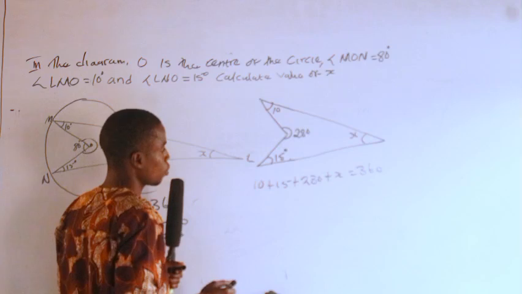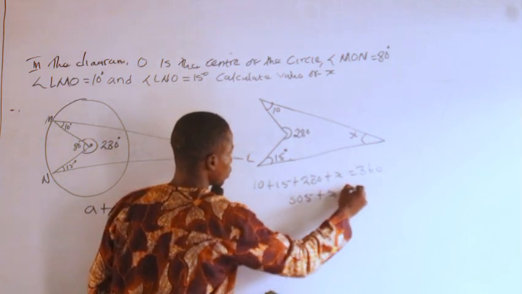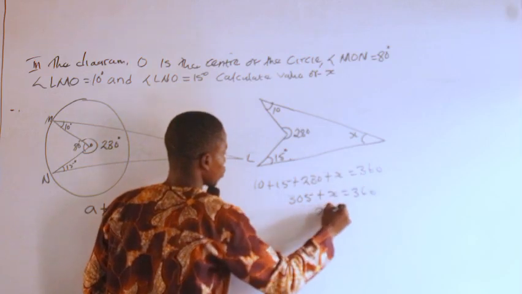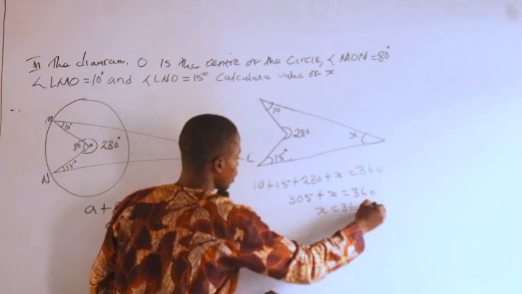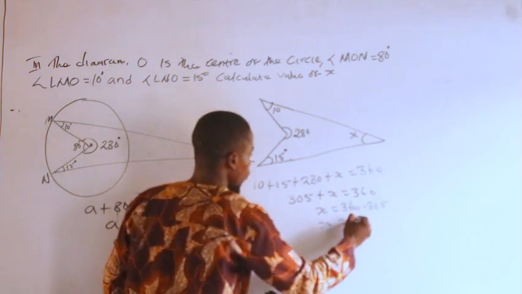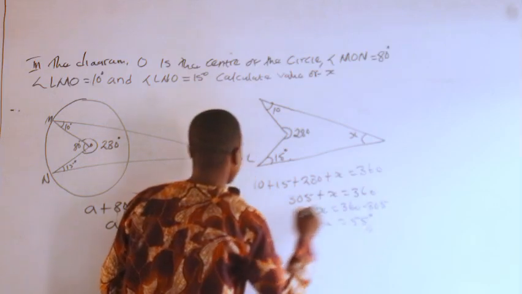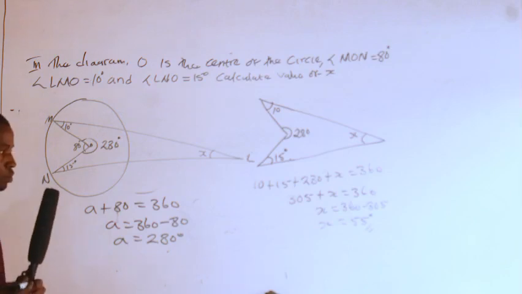10 plus 15 plus 280 is 305, plus x equal to 360. Now, x equal to 360 minus 305. X equal to 5. That's the answer. The value of x is 5. Okay, let's go.